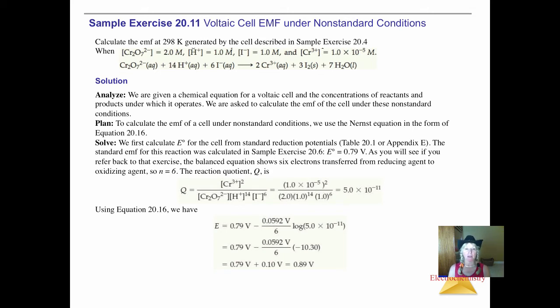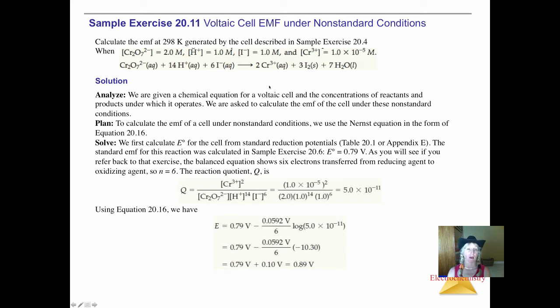Remember, it's solved the same way as an equilibrium constant. It's just you're taking the concentration under the conditions given, not necessarily at equilibrium. So now we take the standard cell voltage, and maybe you're going, well, where the heck did that come from? You can go back and look at sample exercise 20.6 if you would like. But what we did in that problem was we pulled out the reduction half reaction, dichromate turning into chromium. We pulled out the iodide oxidation, loss of electrons to turn into iodine.